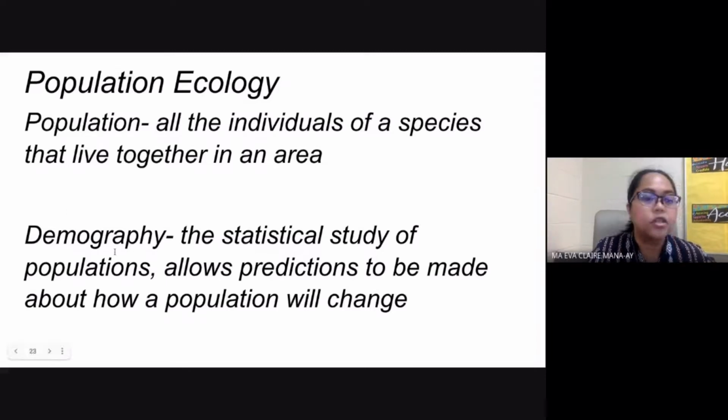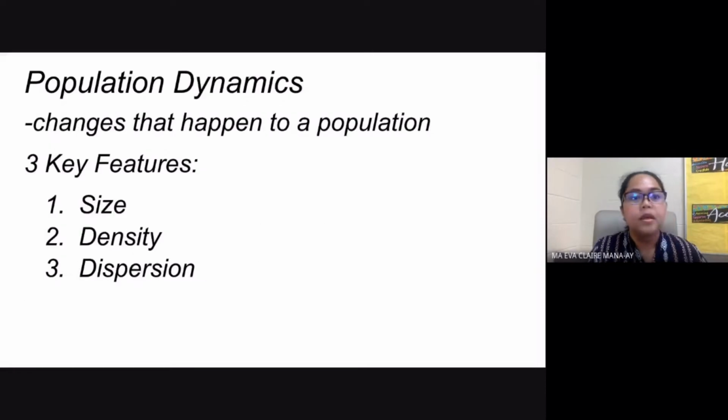Now, another term that you have is demography. Demography is the statistical study of populations. So this is a study of populations using stats. This allows predictions to be made about how a population will change. According to the different information that you get from the stats of your population, you may make several conclusions, you may make several predictions. Now your population dynamics, on the other hand, is how your population would change.